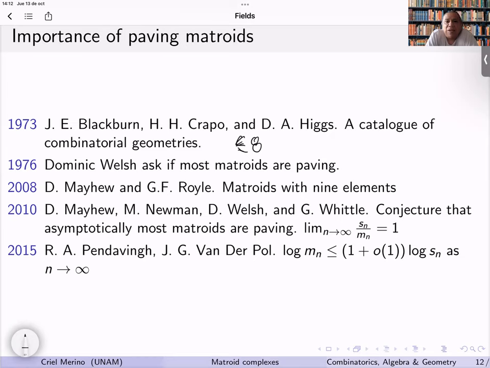So there are some partial results about this conjecture. One that I noticed when I was preparing this lecture is one of 2015, by Pendavingh and Van der Pol, that relates the log of the total number of matroids on n elements and the log of the total number of paving matroids on n elements. To be precise, they talk about sparse paving matroids, which are paving matroids where any two circuits of size the rank of the matroid have a symmetric difference of 4.